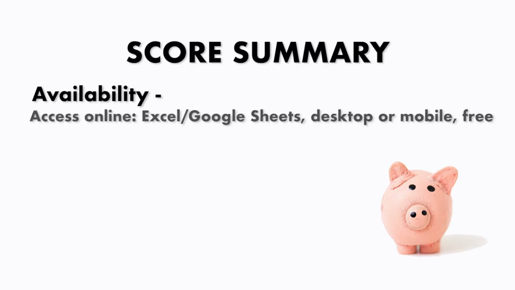Availability. This can be downloaded onto your desktop or mobile device. There's an Excel and a Google Sheets version, and it can be printed out and used as a traditional pen to paper budgeting tool. And the best part, it's also free. So we'll give this a score of 10.